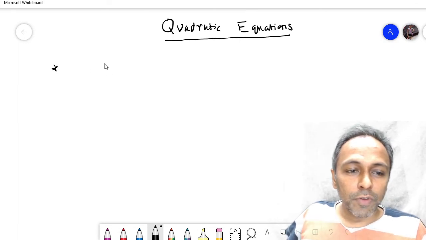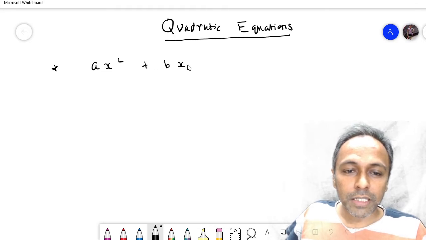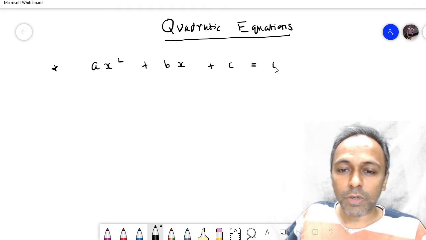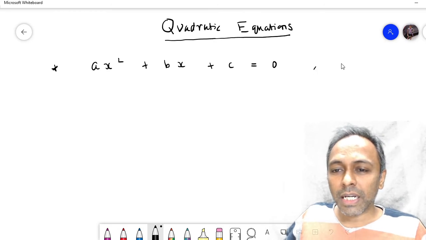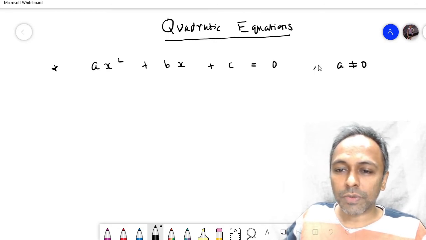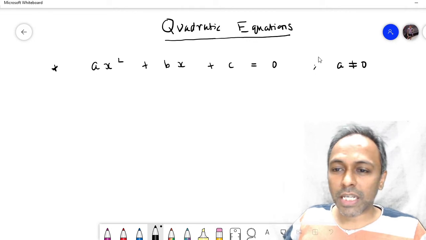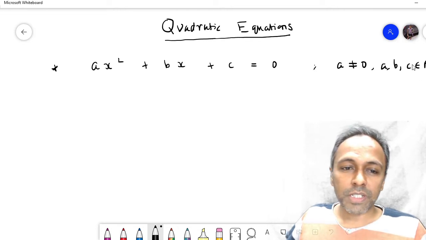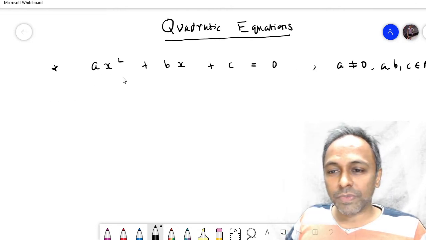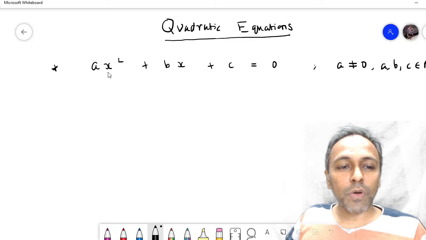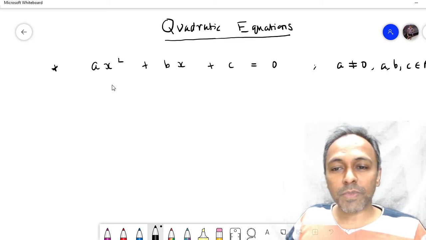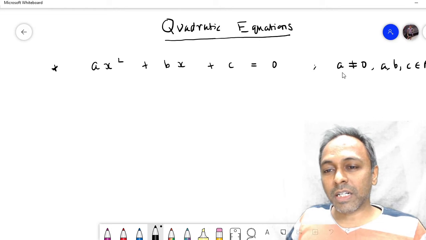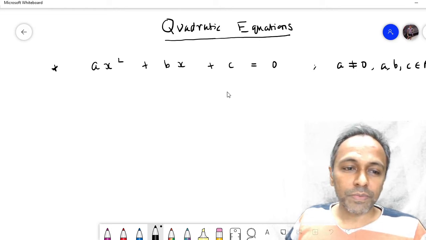Let us write the general form of a quadratic equation, which is ax square plus bx plus c is equal to 0, and a should not be 0. Of course, in our syllabus a, b, c will also be real numbers. So a, b, c belong to real numbers, and a will not be 0, because else this quadratic will no longer exist, as the first term will become 0. Let us take advantage of a being not 0.